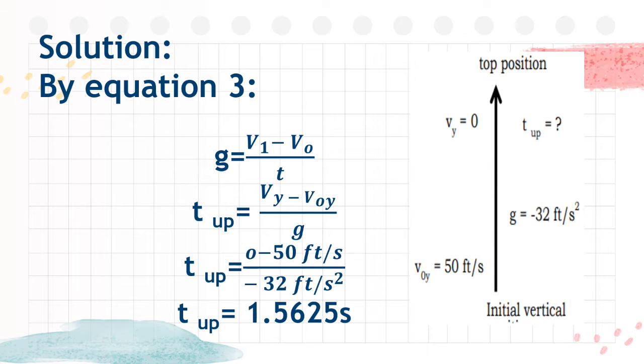Substituting the given into our formula, t up is equal to 0 minus 50 feet per second all over negative 32 feet per square second. The value of our total time to reach max height is now equal to 1.5625 seconds.